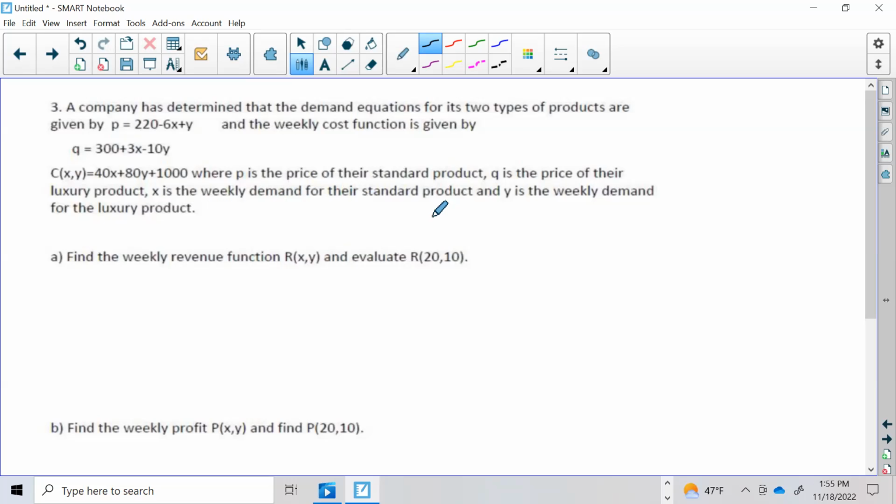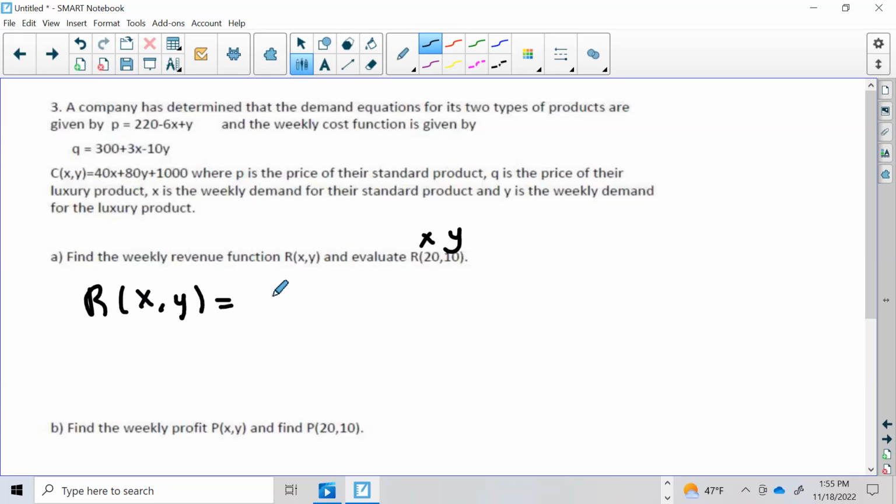X is the weekly demand for their standard product, and Y is the weekly demand for their luxury product. Again, that's like the number of items that they're selling. So we want to find the weekly revenue function R of XY and then evaluate it at R of 20, 10. So again, this is my X and this is my Y. I first have to find that equation.